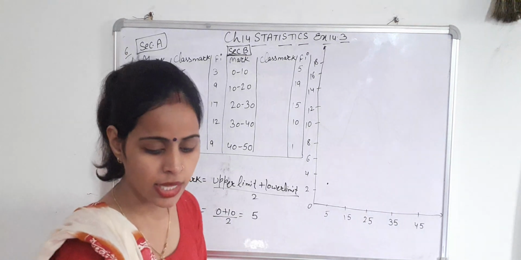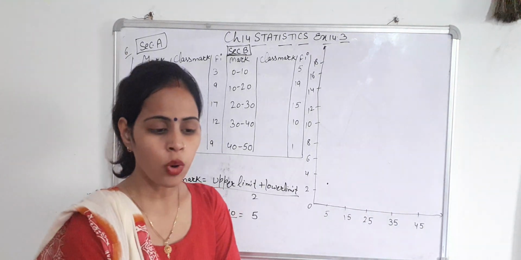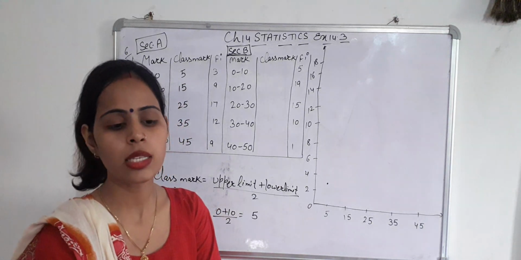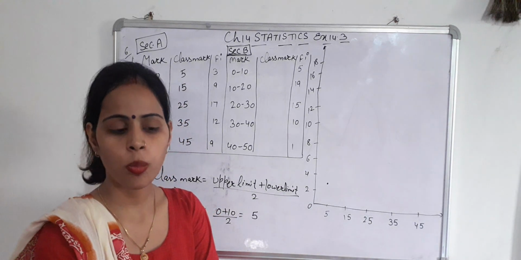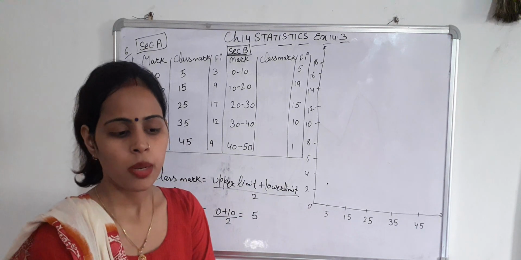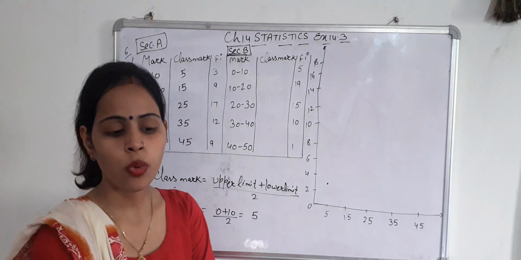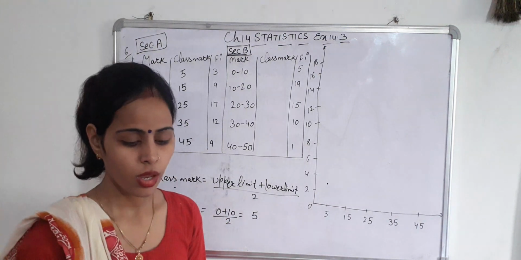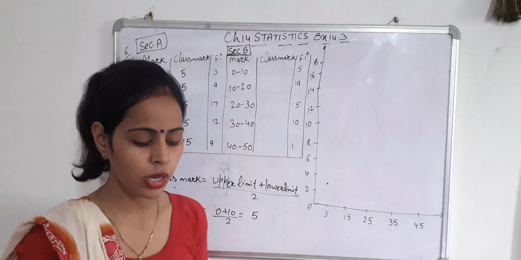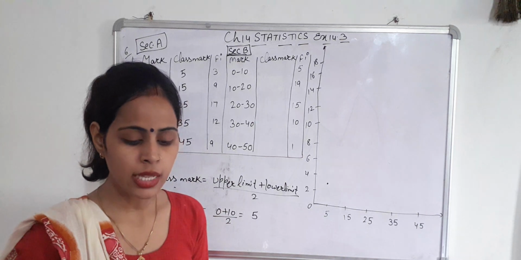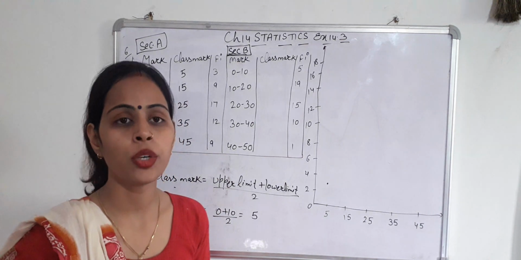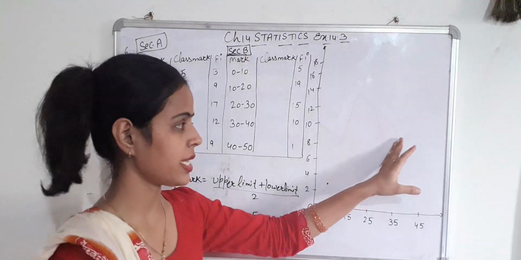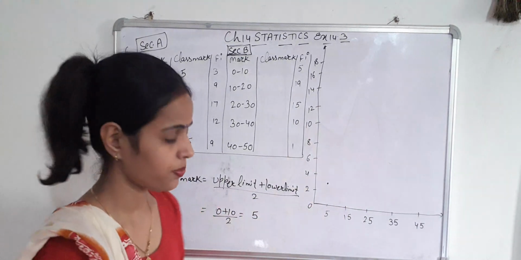Question number 6 is that the following table gives the distribution of students of two sections according to the marks obtained by them. Represent the marks of the students for both the sections on the same graph by two frequency polygons. From the two polygons, compare the performance of the two sections. First, draw the frequency polygon for both the sections on the same graph.